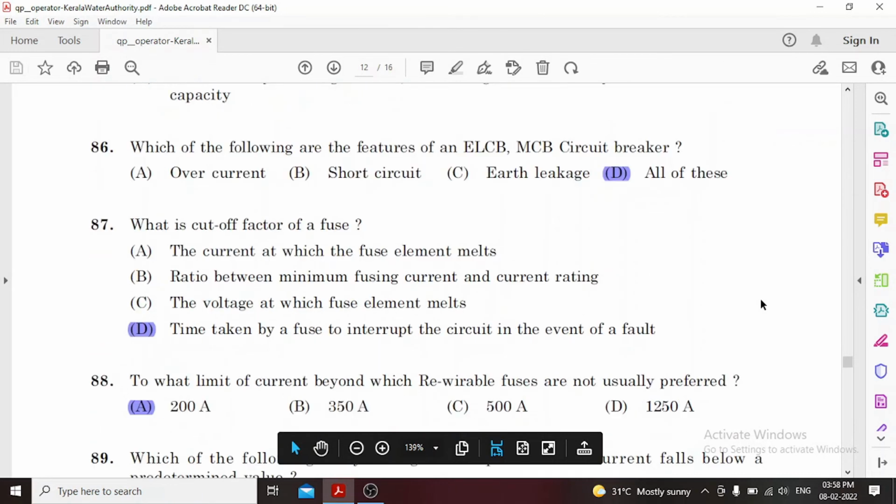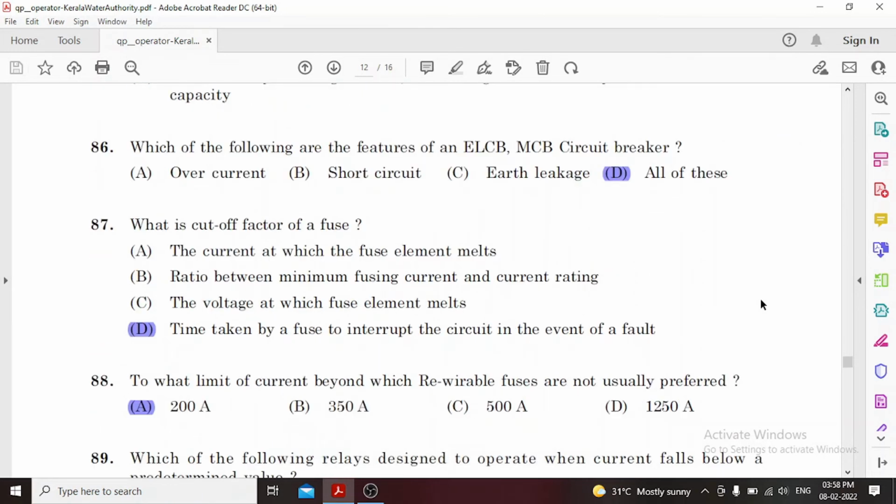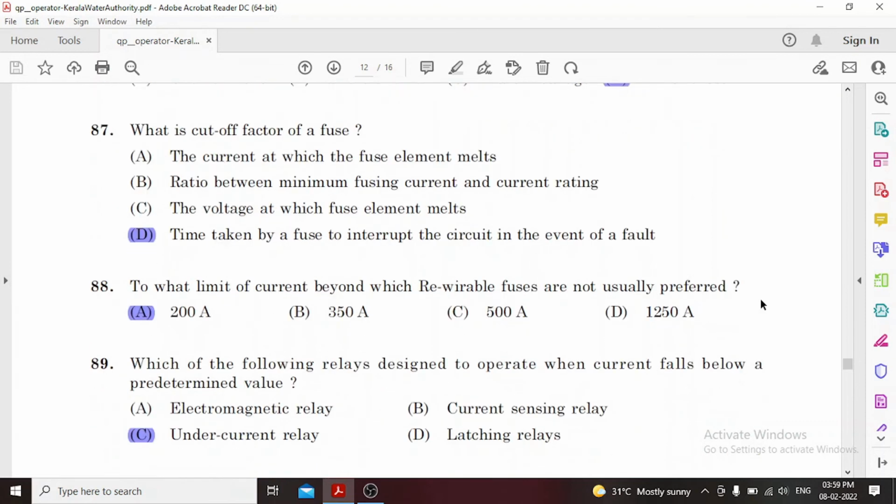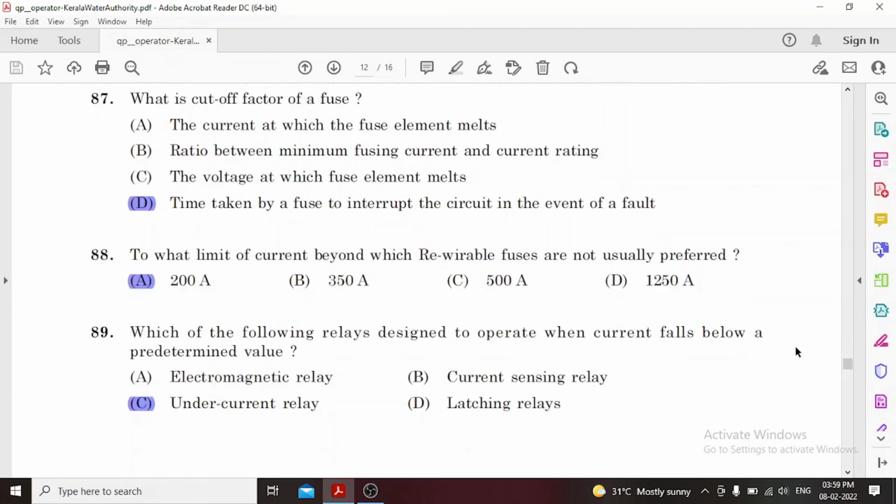87. What is the cutoff factor of a fuse? Time taken by a fuse to interrupt the circuit in the event of a fault. Option D, time taken by a fuse to interrupt the circuit in the event of a fault. 88. To what limit of current beyond which rewirable fuses are not usually preferred? 200 ampere. Option A, 200 ampere.